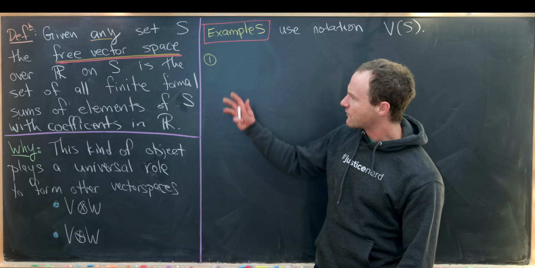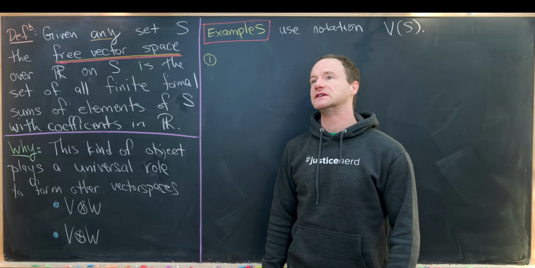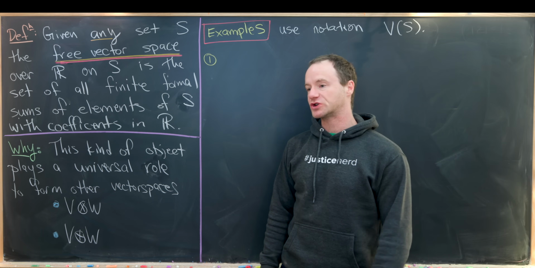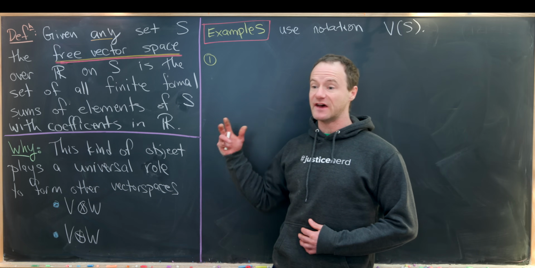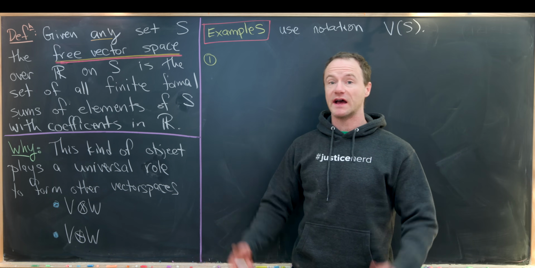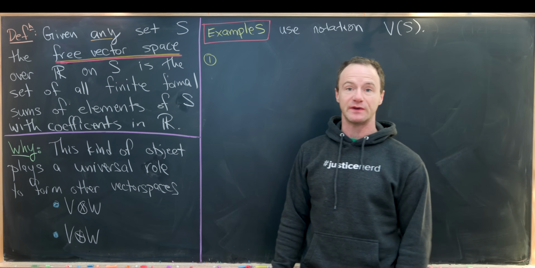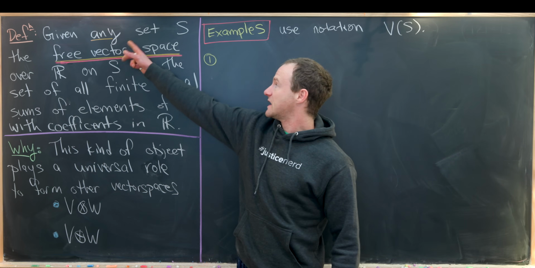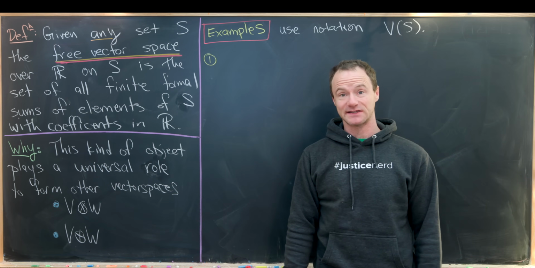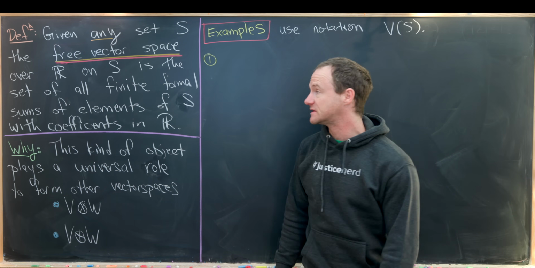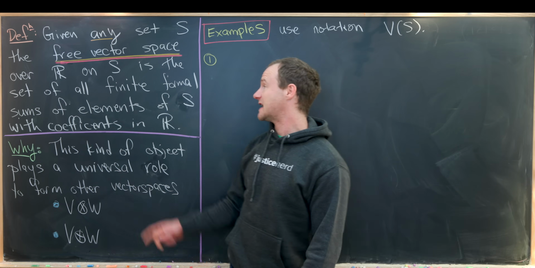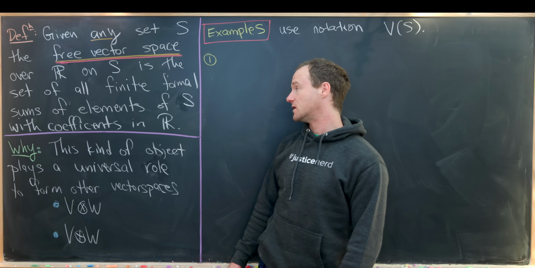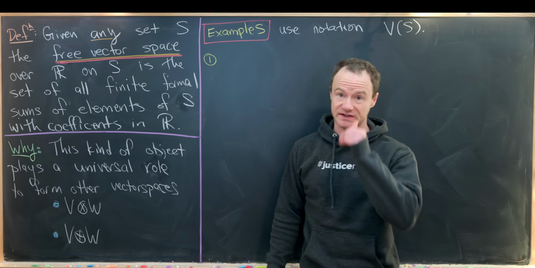So we want to start off with a definition which will be related to this free product or formal product, but it's even a little bit more general. And we'll see how this definition can give rise to this free product. And it has to do with vector spaces defined with regards to sets. So let's say we're given any set S, the free vector space over R on the set S is the set of all finite formal sums of elements in S with coefficients in R.